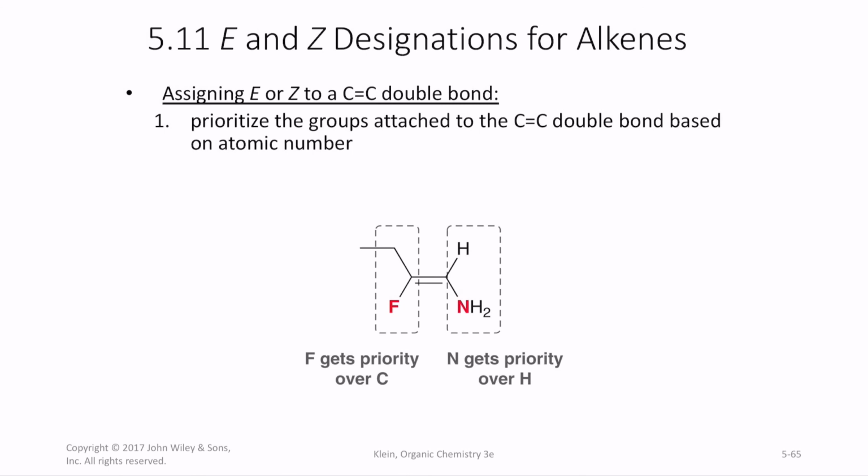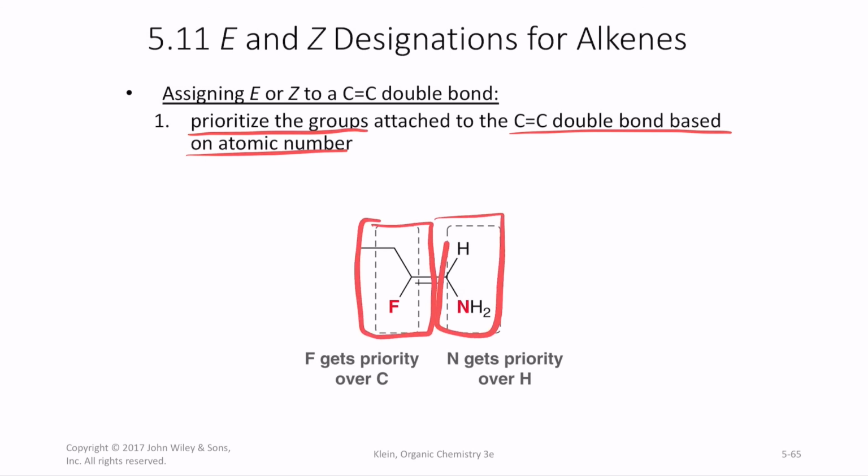Now, how do we assign EZ to the C double bond C? We prioritize the groups on the two sides of the double bond based on atomic number. For example, let's take these two sides and these two sides. Here you have an ethyl group, so you have a carbon here, here you have a fluorine, and you have hydrogen here, and nitrogen here. So fluorine gets priority over carbon and nitrogen gets priority over hydrogen. We only take the priority ones. So now we have designated priority for fluorine on this side and nitrogen on this side.